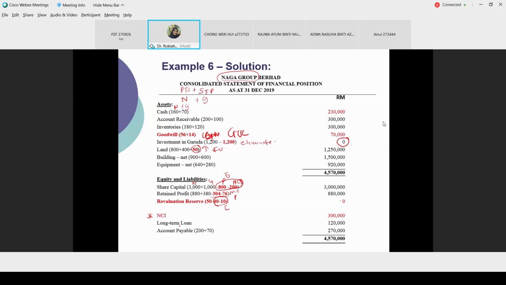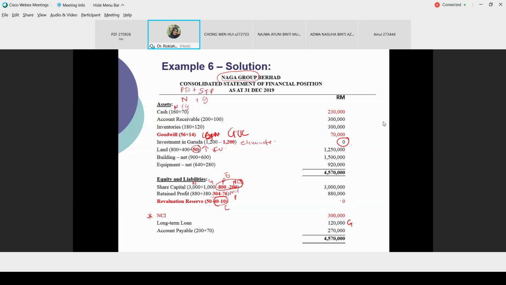Okay, and then we have long-term loan. Okay, only Garuda has this one. Accounts payable, they have both. Okay, so this is what you have for the consolidated statement of financial position.